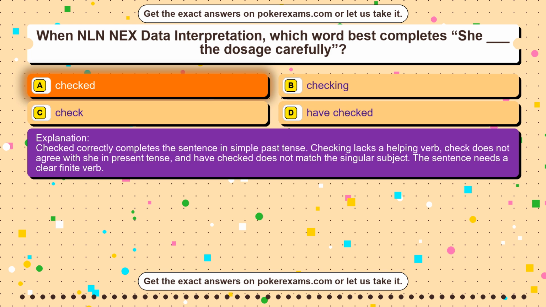Checked correctly completes the sentence in simple past tense. Checking lacks a helping verb, check does not agree with she in present tense, and have checked does not match the singular subject. The sentence needs a clear finite verb.